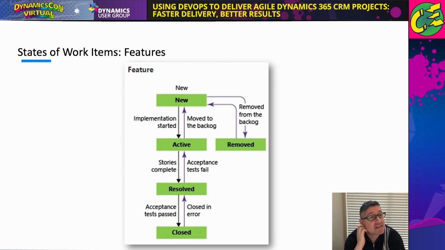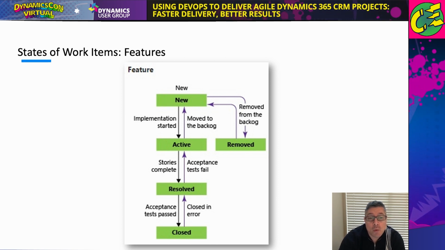The states of our features. Features have a state of new when you first create them. The only time a feature becomes active is when one or more of its stories are in an active sprint. If the feature has stories that are not in an active sprint, that are either closed or not started yet, if they're not started yet, it'll be new.